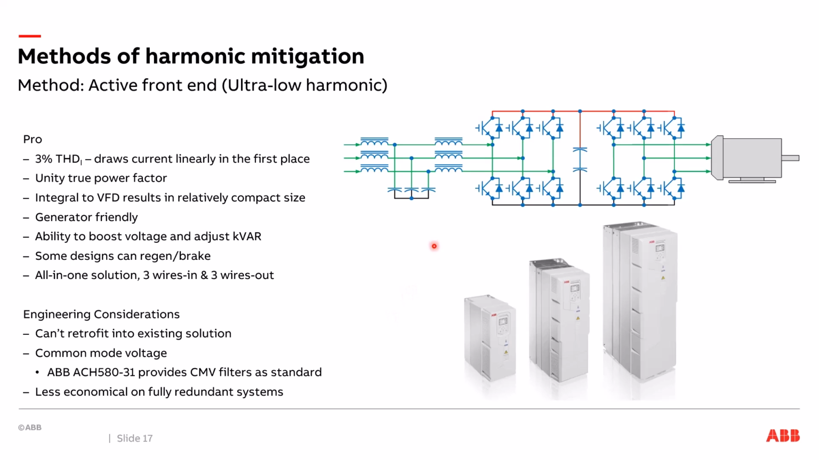So if I had a drive that was my primary and I had a second one as 100% backup, and my backup would only run 0.00001% of the time, it may not be as economical to have the backup also be a ULH drive, an active front end type drive.